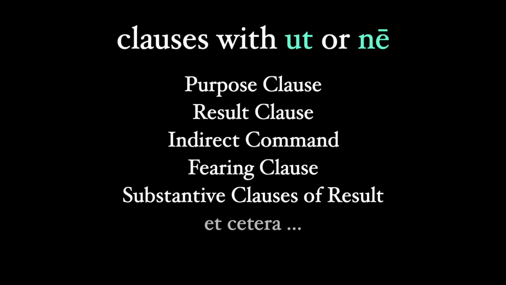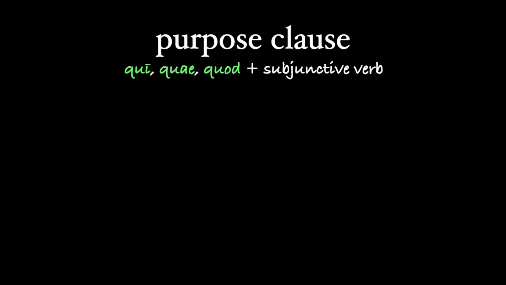As we dive into subordinate clauses, we will discover a lot of different ones that are introduced by ut or ne. A purpose clause is just one of many, but in my experience, it's one of the most common and most important ones that begin with these conjunctions. Latin can show purpose with clauses not introduced by ut or ne. A relative clause with a verb in the subjunctive can show purpose.